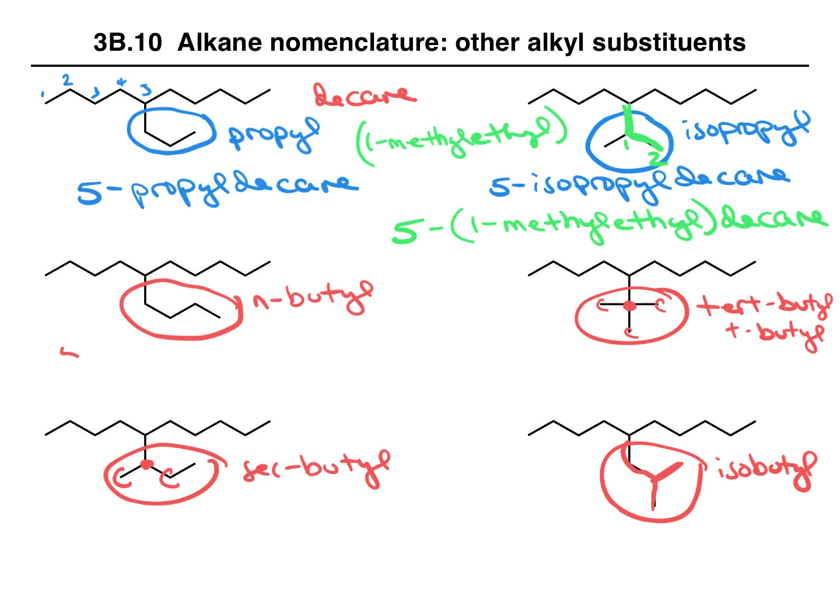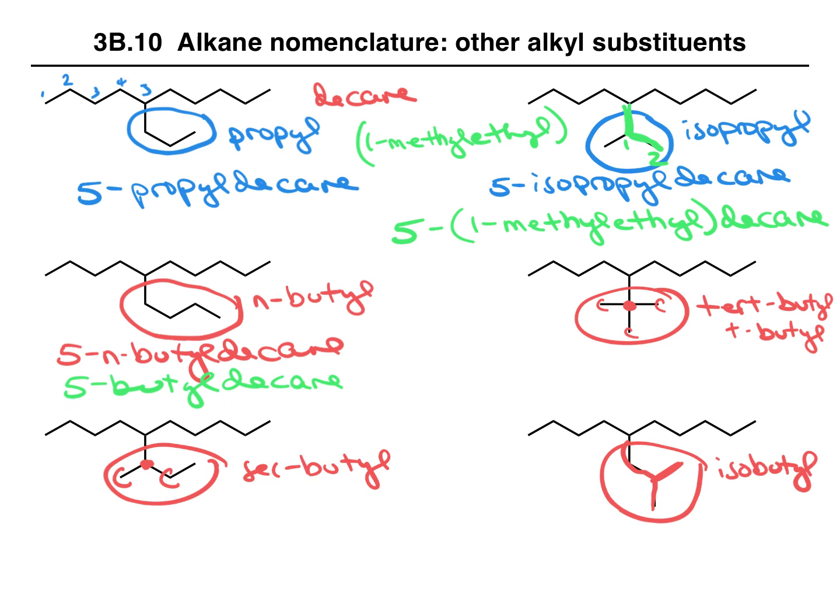So this would be 5-N-butyl decane. This one would be 5-T-butyl decane, 5-sec-butyl decane, 5-isobutyl decane. If we go with the straight IUPAC, then this would just be 5-butyl decane, because remember the N goes with the common name, so then we wouldn't include the N if we were going completely IUPAC. So this would be 5-butyl decane.